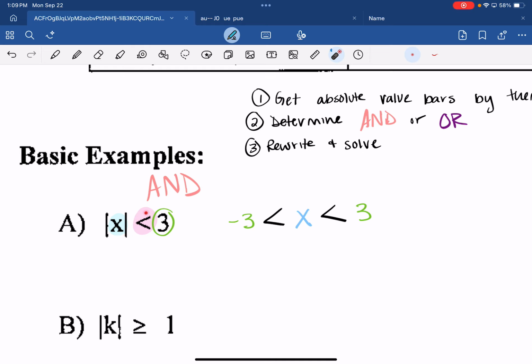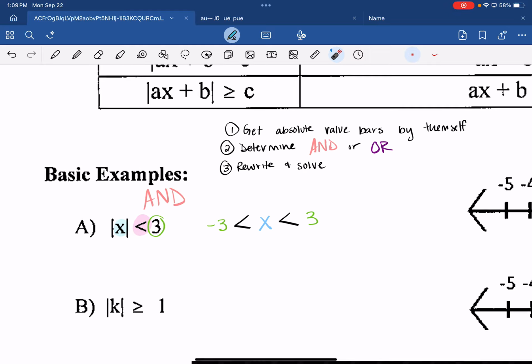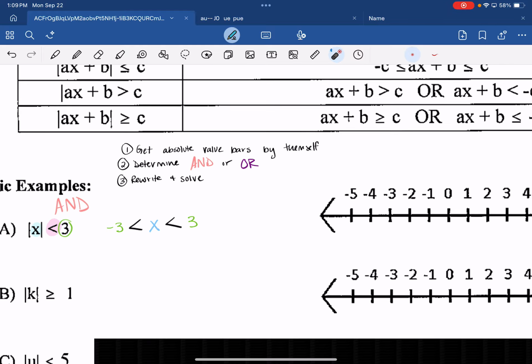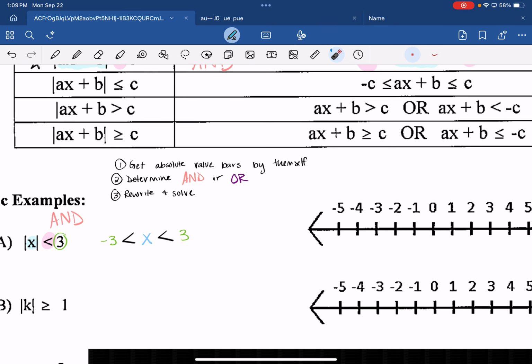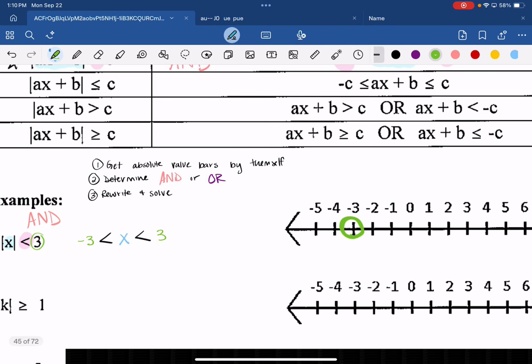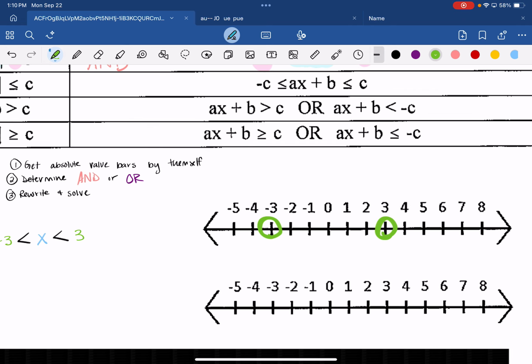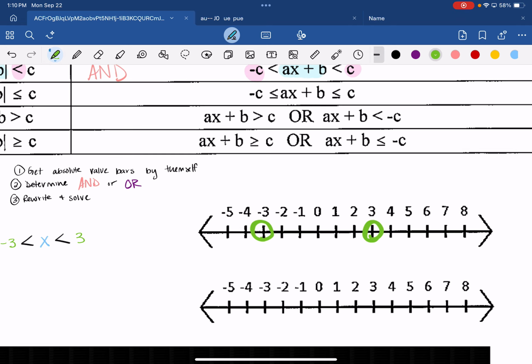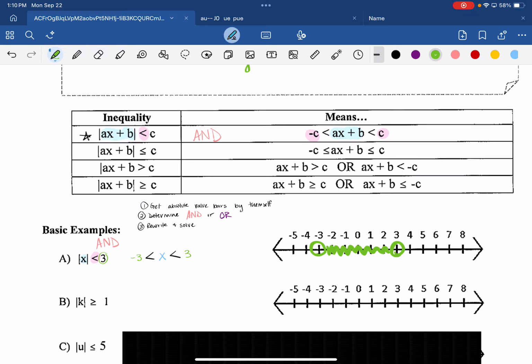So this less than tells me to do an and problem here. Okay? All right, so now I'm going to come over here. What kind of a circle am I going to have on negative 3 and 3? Open or closed? Open. So I have an open, and it's an and, so where should I shade? In between or going opposite directions? In between, because it's and. Remember, we're going towards each other, a barbell.